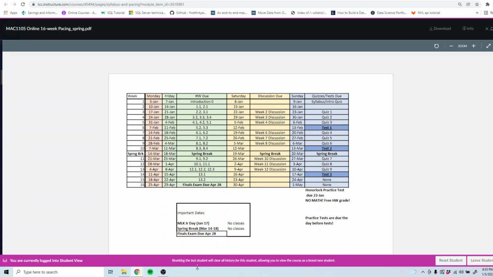All right, and the other thing I have here are just the holidays and other important days. So MLK Junior Day, which is January 17th, is a holiday, no classes. Doesn't affect us much, but if you do have in-person classes, that's a Monday, so you'll have that off. And spring break is the 14th through the 18th, so nothing is due that week.